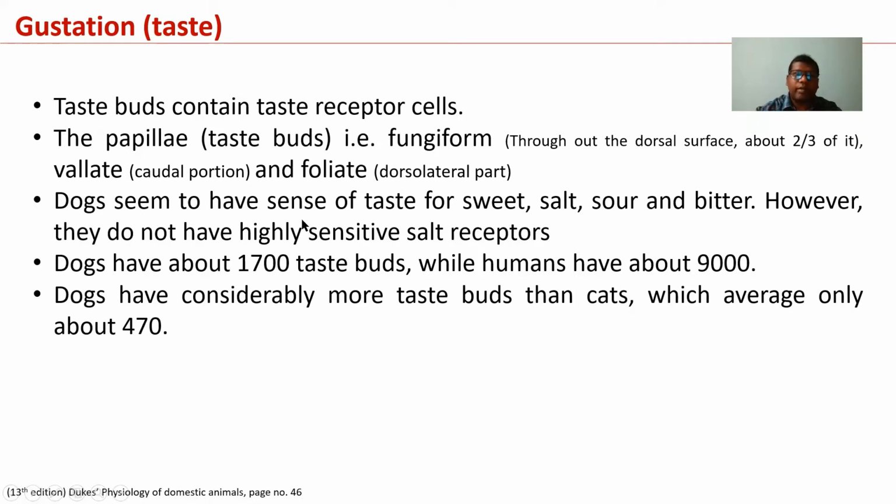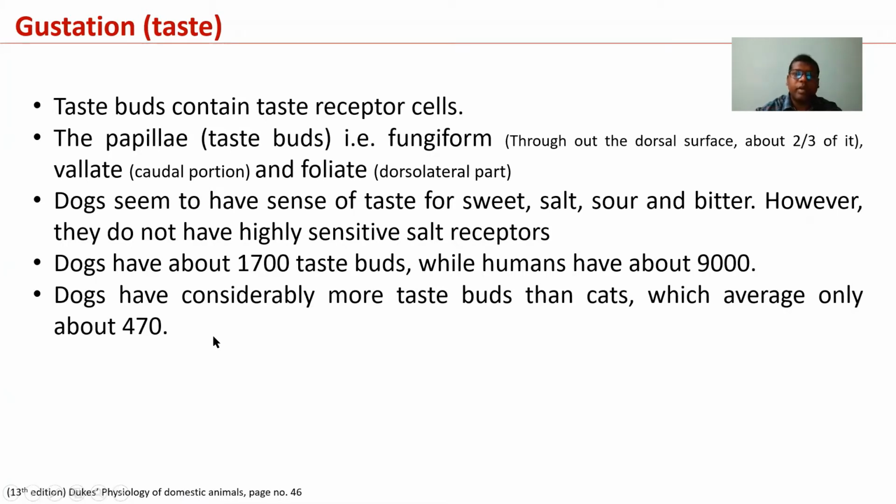Dogs seem to have a sense of taste for sweet, salt, sour, and bitter. However, they do not have a highly sensitive salt receptor. Dogs have about 1,700 taste buds, while humans have about 9,000, much more than the dog. So humans are more able to discriminate taste than dogs or other animals. Dogs have considerably more taste buds than cats. Cats have only around 450 taste buds.